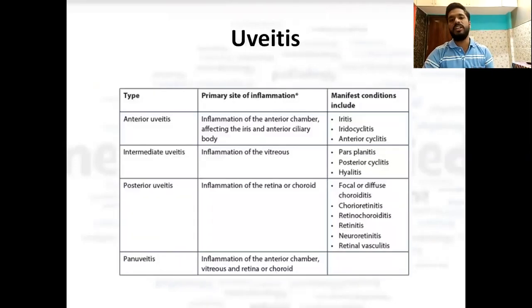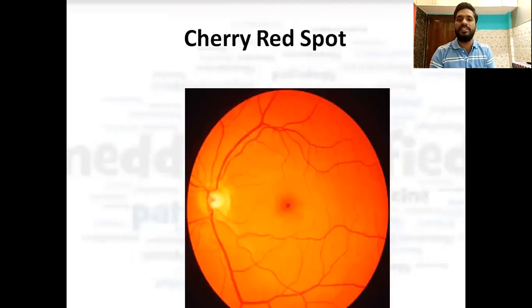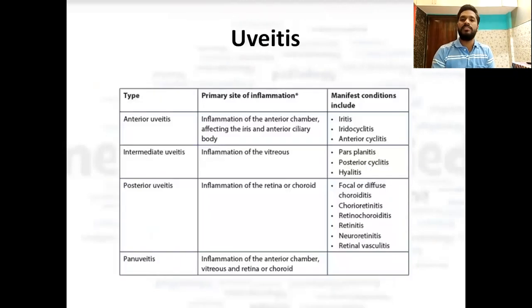Now going further, talking about uveitis, we have discussed the basics of the anatomy. We have discussed the various charts. We have discussed the ulcers. We have discussed CRAO and CRVO. We have discussed trachoma and allergic keratoconjunctivitis. Now we will discuss uveitis. So basically there are 4 types: anterior uveitis, intermediate uveitis, posterior uveitis, and panuveitis, that is uveitis of the whole uvea.